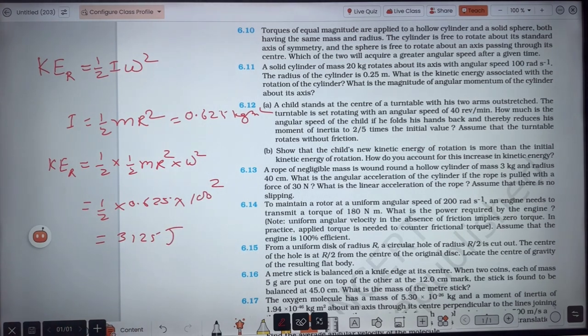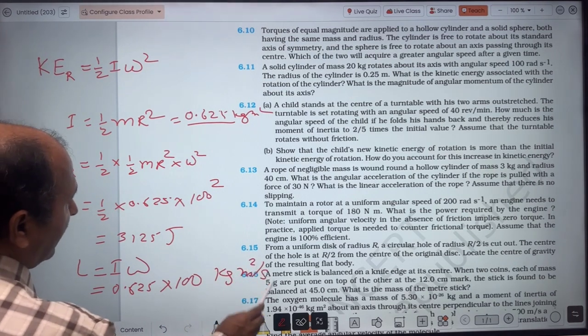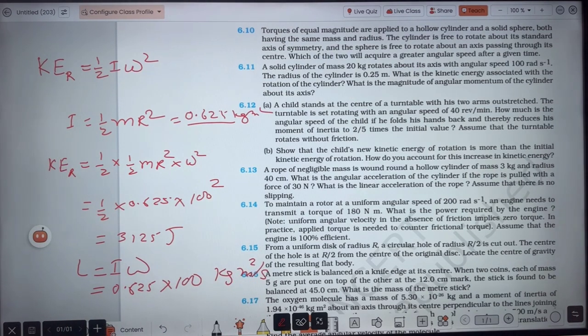Now further, what is the magnitude of angular momentum? So angular momentum can be found, L equal to I times omega. So I, we have this much, 0.625 into omega, which is given in our question as 100. So this will become 62.5 kg meter square per second. I think you have understood.